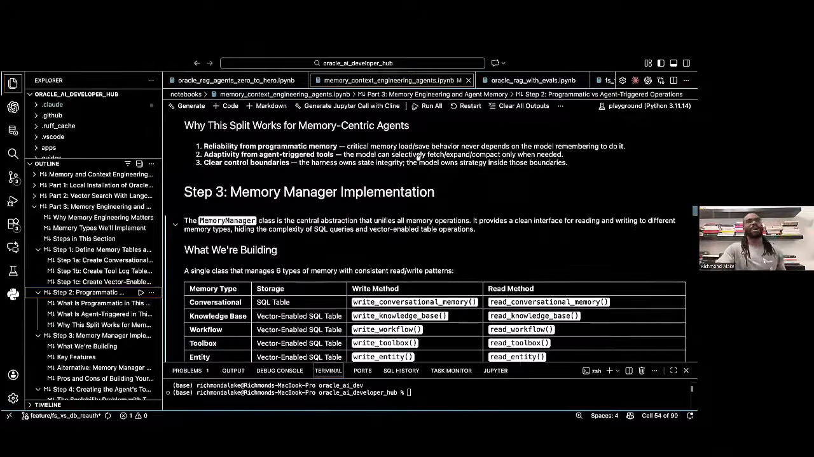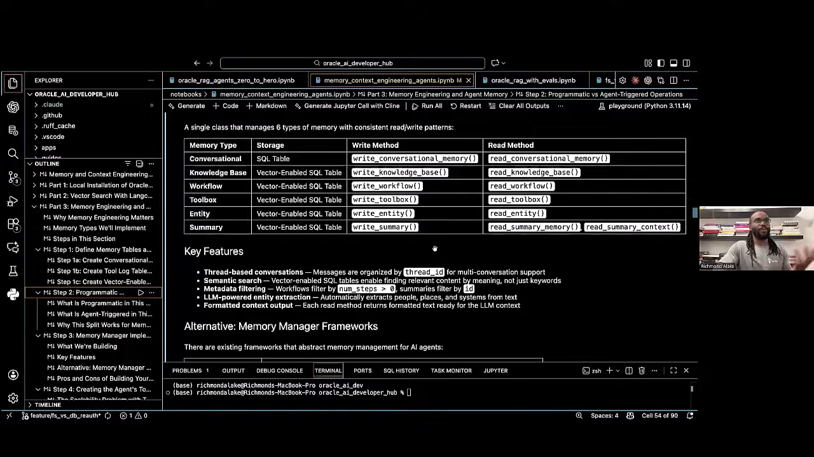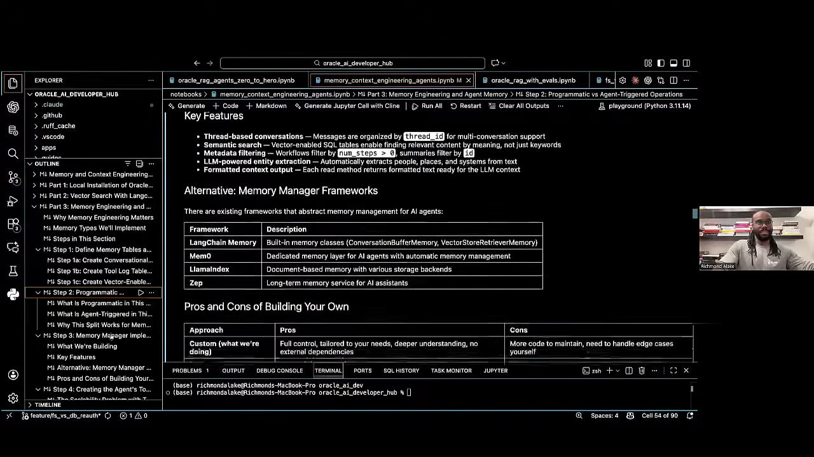So we have the memory manager implemented. We have all of the read and write methods. Of course, you can update memory and you can delete as well. But a principle of memory engineering, if you listen to me, is you don't delete memory, you forget. We could talk about forgetting mechanisms and how you can implement forgetting in your memory system in the future.